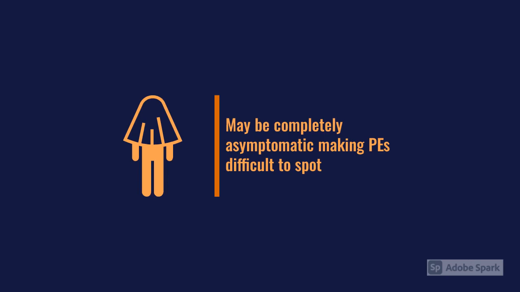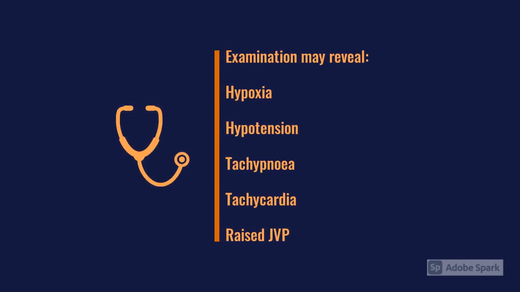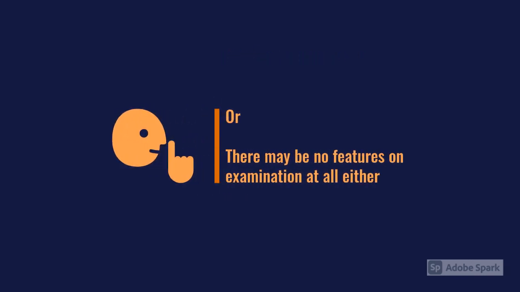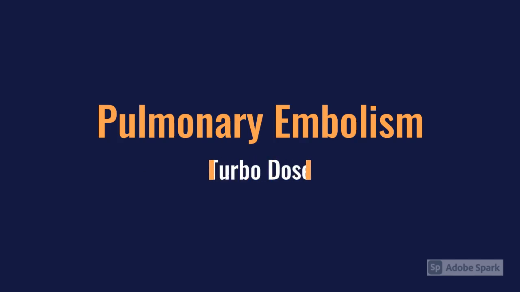And then moving on to examination, the larger PEs, you're going to have patients who are hypoxic. They're going to be hypotensive. They may well have a raised JVP. They're likely to have a raised respiratory rate, and they might have a tachycardia as well. But again, in examination, there may be no features to suggest a PE as well. Again, just highlighting how it's such a difficult diagnosis to make in lots of our patients.